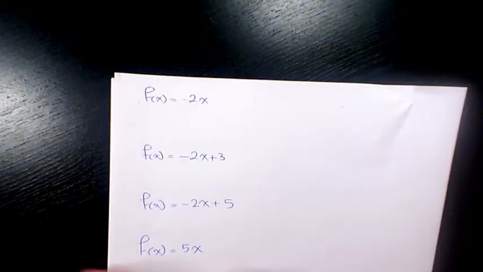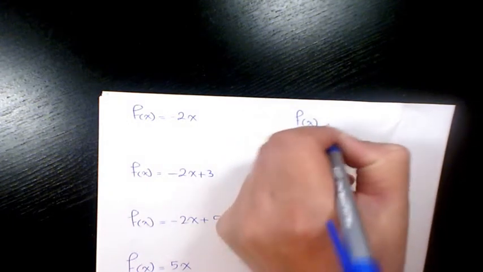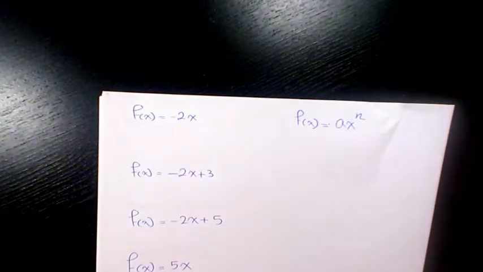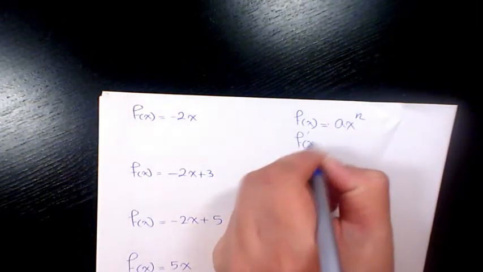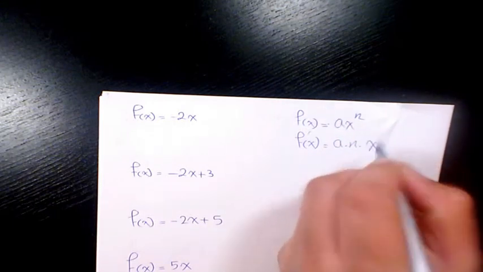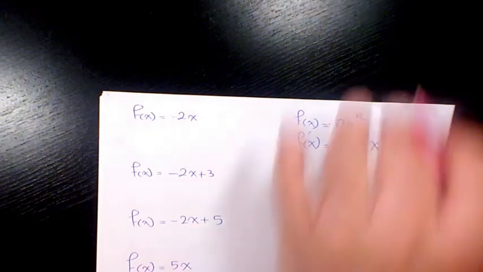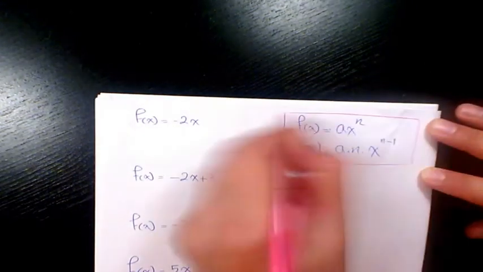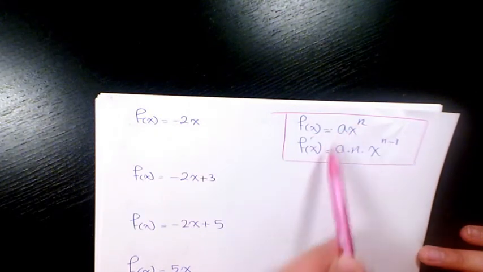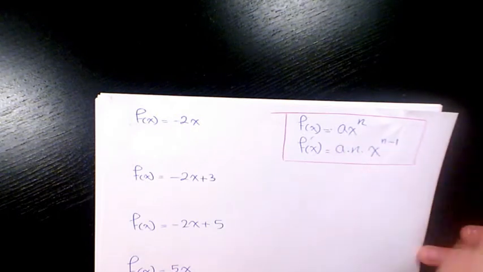Now, let's have a general formula for polynomials. Whenever we have f of x equals a times x to the power of n, f prime x will be a times n times x to the power of n minus 1. That's how we find it. So whenever f of x is a times x to the power of n, when you find a derivative, it's going to be a times n times x to the power of n minus 1.